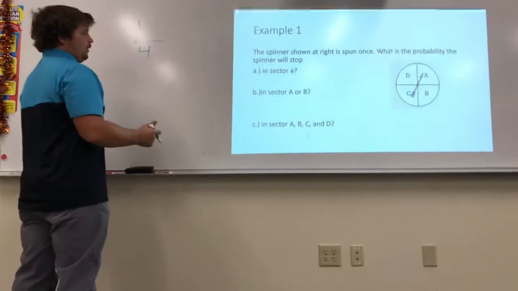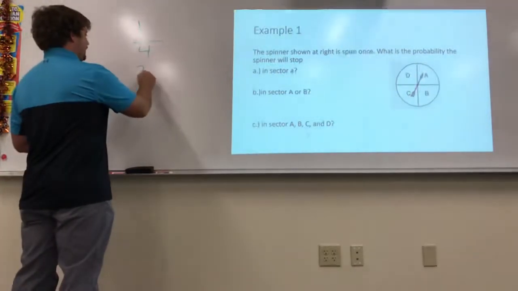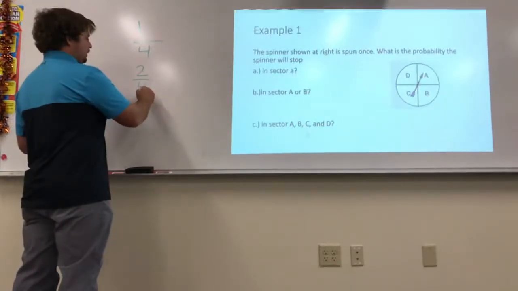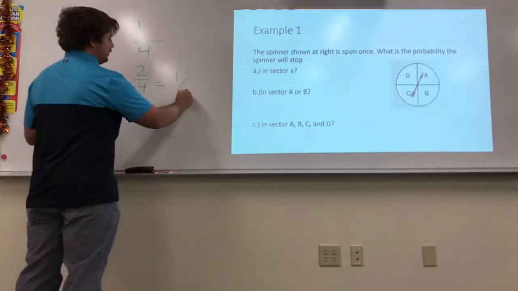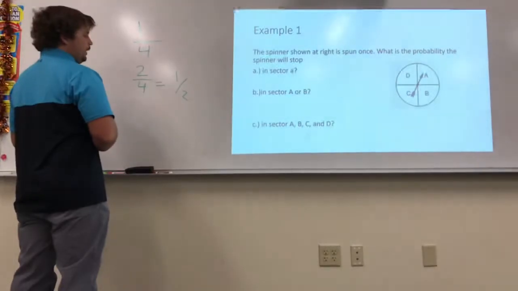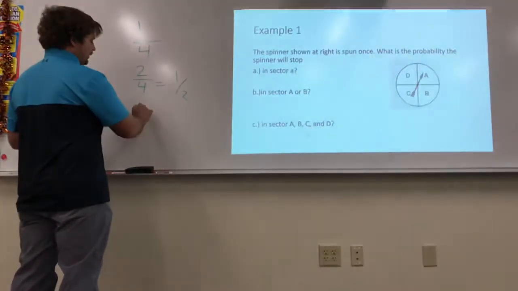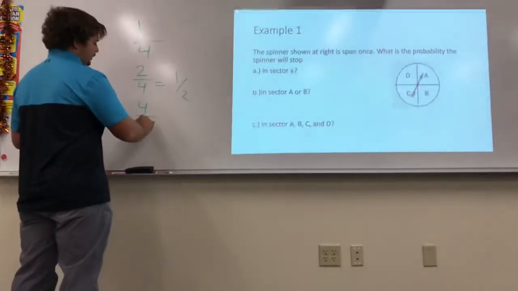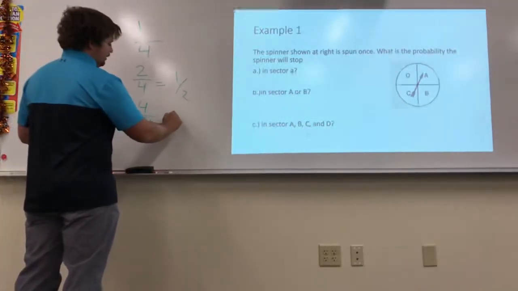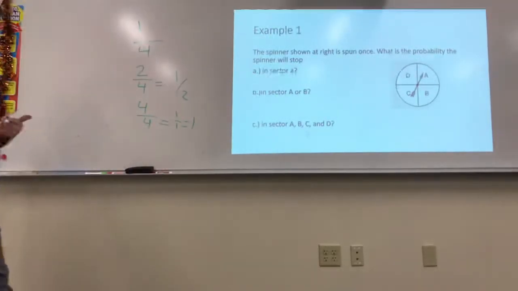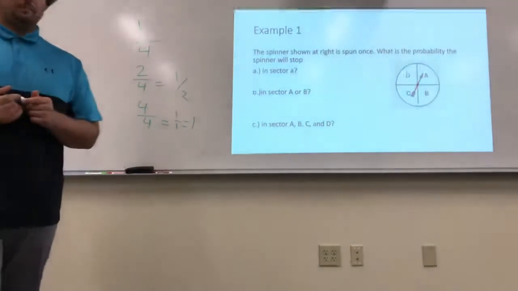In section A or B, well, that gives me 2 sections. And I still have the 4 different spots I can land, which is 1 to 2, because I can reduce that. Okay? And then in sections A, B, and C, there's a chance of it happening 4 of them. There's only 4 to choose. So that's going to be 1 over 1, which is equal to 1, which is certain that it will happen.